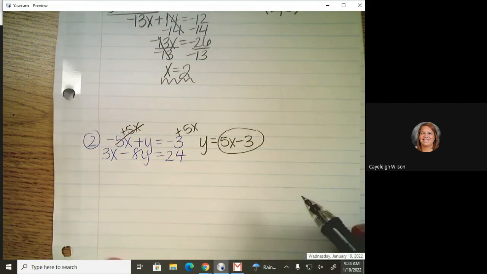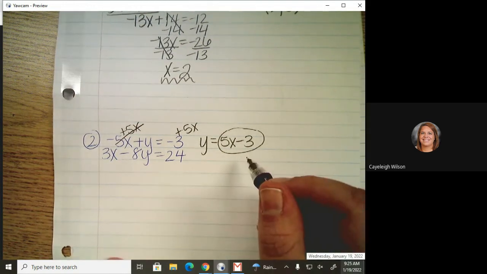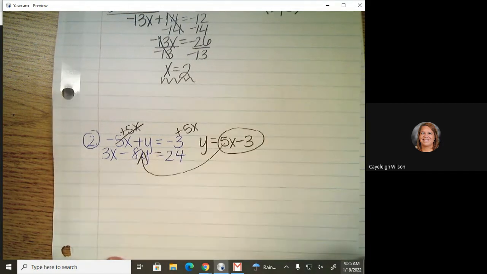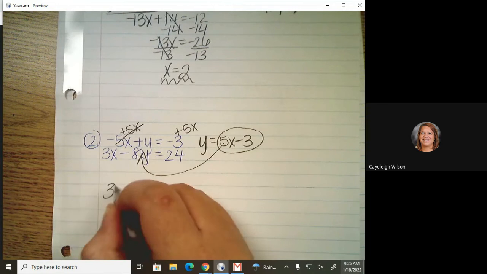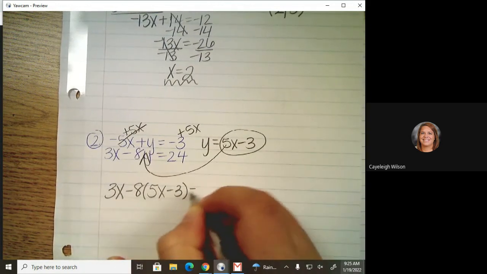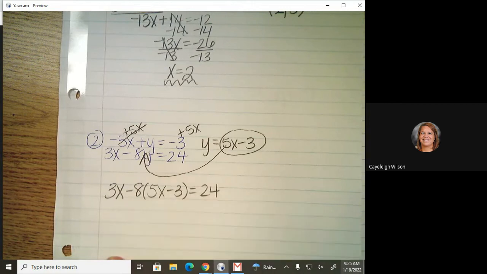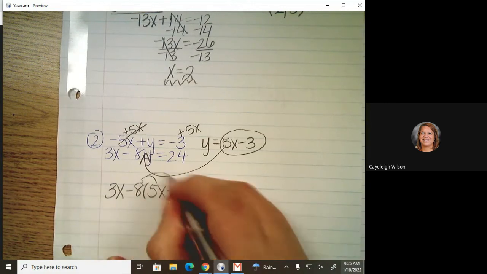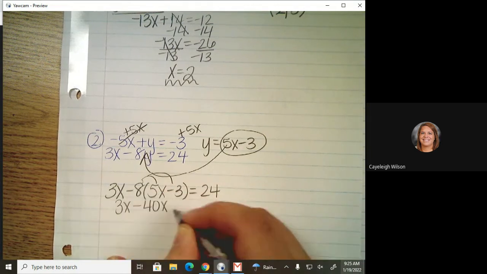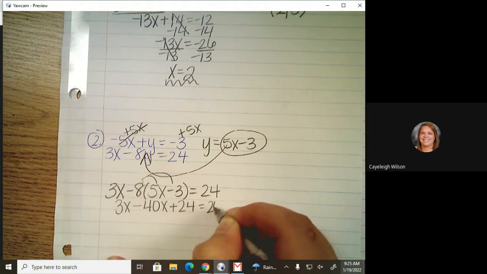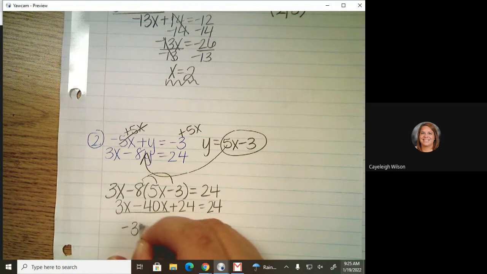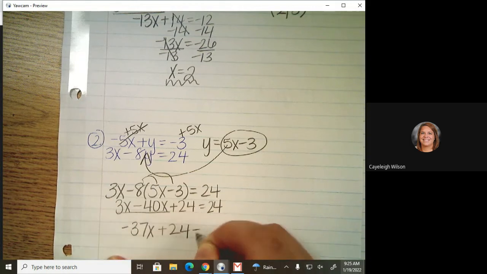All right, so you'll notice up here that I solved the first one for y because one of them has to be y equals or x equals, and then I'm going to sub that into the other equation for y. So that's 3x minus 8 in for the y, 5x minus 3 equals 24. So I distribute. So that'll be negative 8 times 5x is negative 40x. Negative 8 times negative 3 is positive 24. Combine like terms, 3x minus 40x is negative 37x plus 24 equals 24.